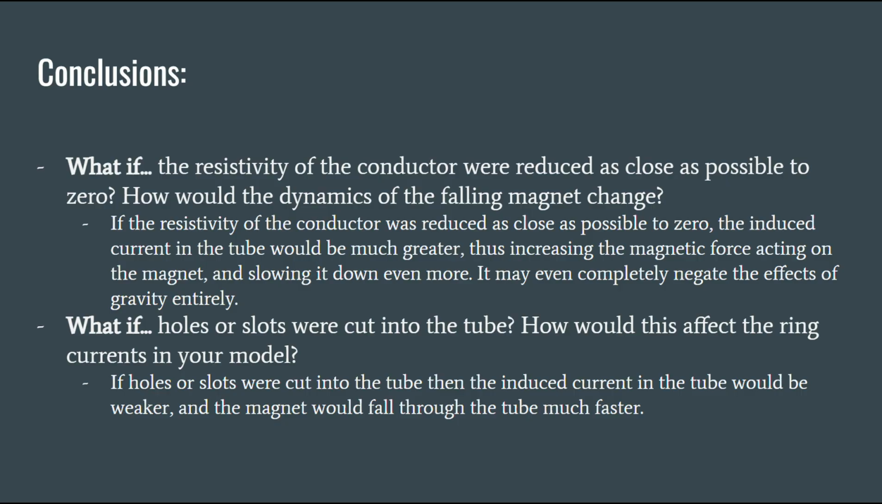What if you cut slots in the tube? How would this affect the ring currents in the model? If you put slots in the tube, then the induced current would be weaker, and this means that the magnet would fall through the tube much faster.